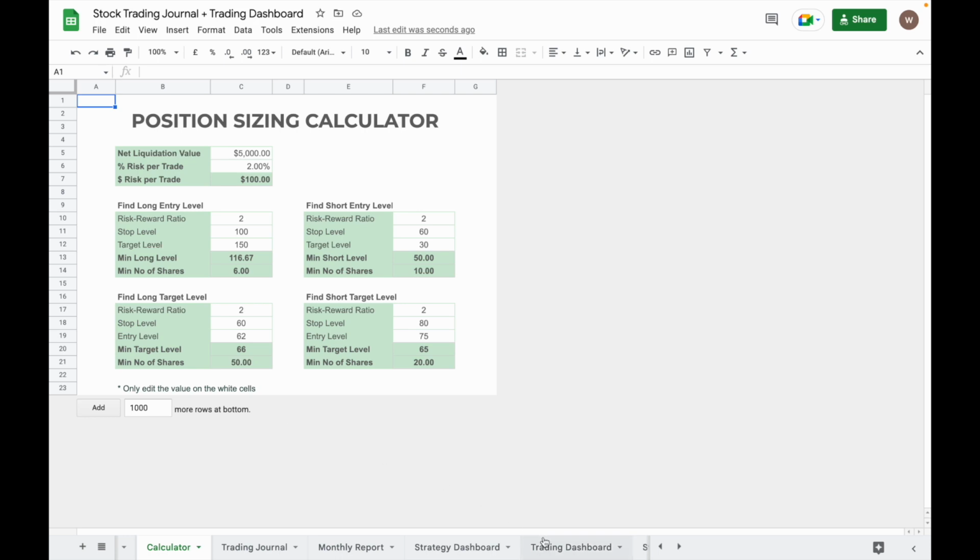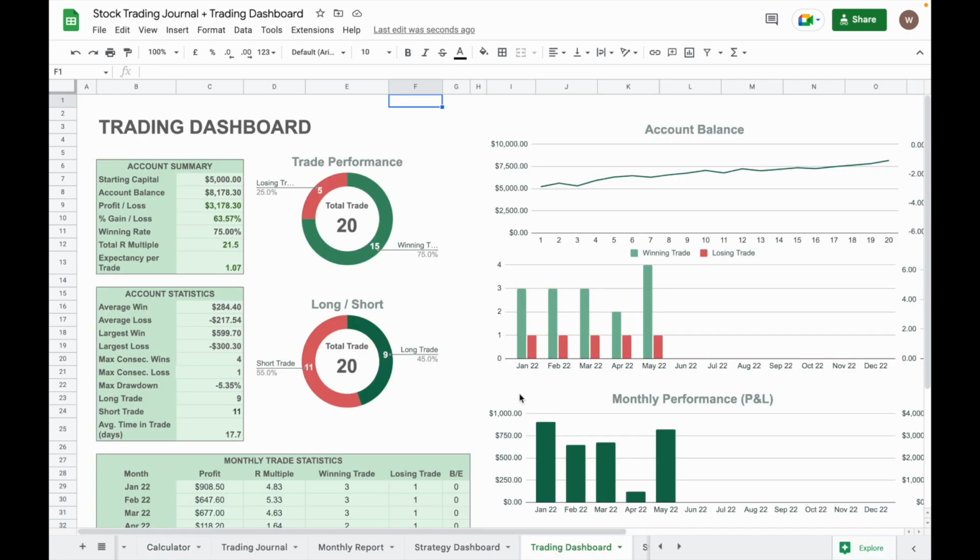And finally, the most important part of this journal is the main trading dashboard, which gives you a comprehensive overview of your trading activity over the period of 12 months. It shows you the account summary, such as your profit and loss, win rate, and account statistics such as your average win and your average loss. The interactive and dynamic charts here will automatically update when you input data in your trading journal.